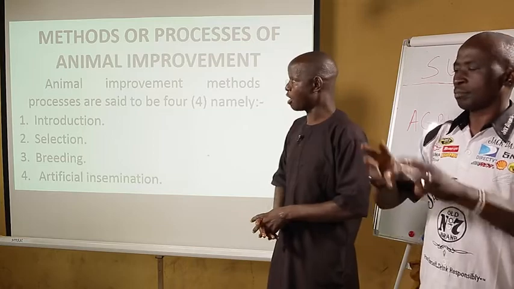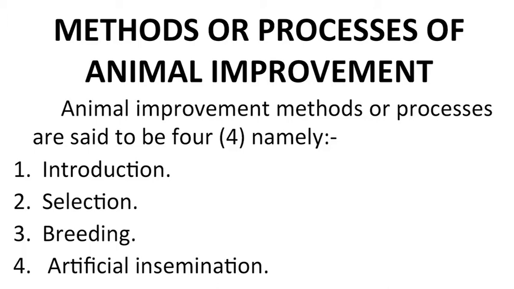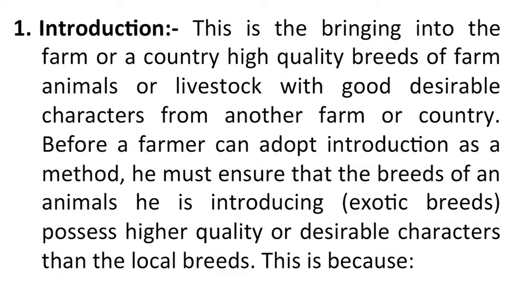Methods or processes of animal improvement. Animal improvement methods or processes are said to be 4. Namely, we have introduction, selection, breeding, and artificial insemination. Let us take these methods one after the other. Introduction. This is the bringing into the farm or a country high quality breeds of farm animals or livestock with good desirable characters from another farm or a country.